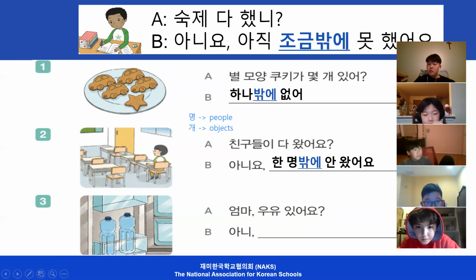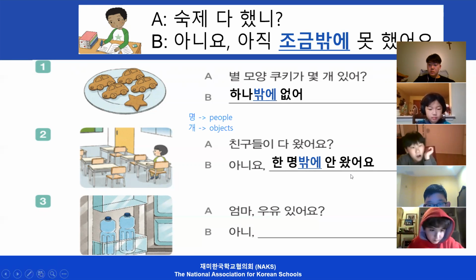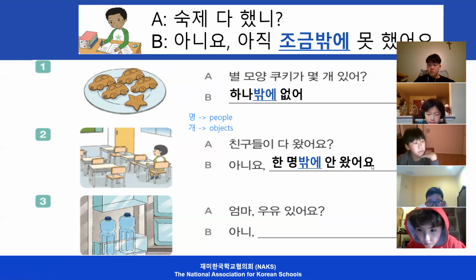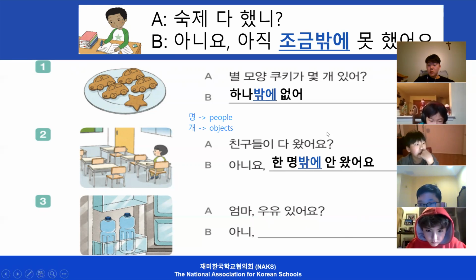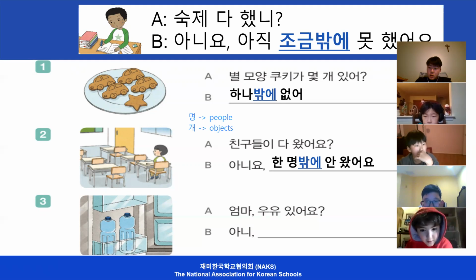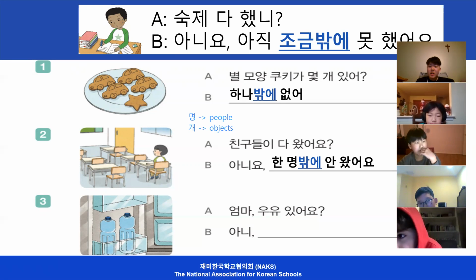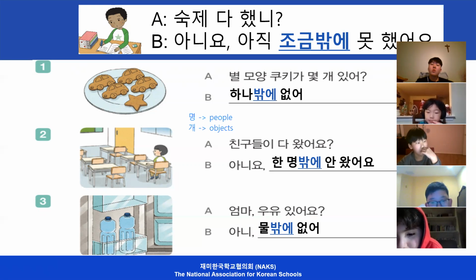Number three. Leon, you can read A, and Aaron, you can answer B. 엄마, 우유 있어요? 아니, 물밖에 있어요? Okay. Trying to sync that in your brain. 없어요. Okay? Because there's only that, like we only have this. Okay?